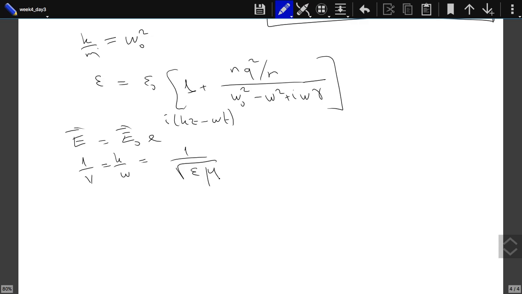But if epsilon is complex and omega is a real number, that means k is a complex number. We had already seen one case of k being complex, which was the conductors. If k is complex, then the real part, k tilde, let's say, since it's complex, I can talk about its real part, which is what I will call the wave vector, and it has an imaginary part. The imaginary part causes damping.